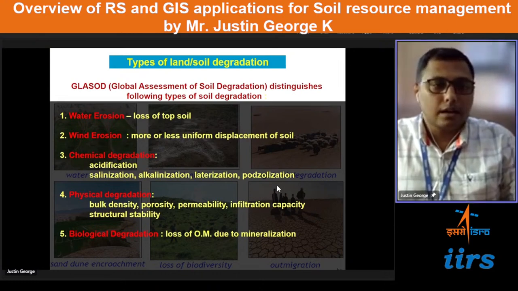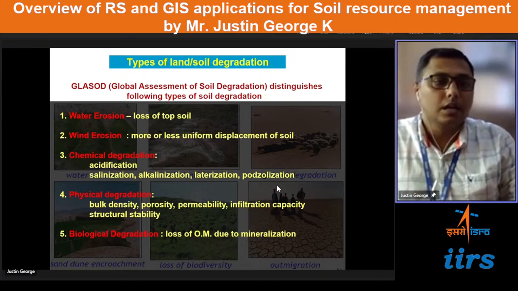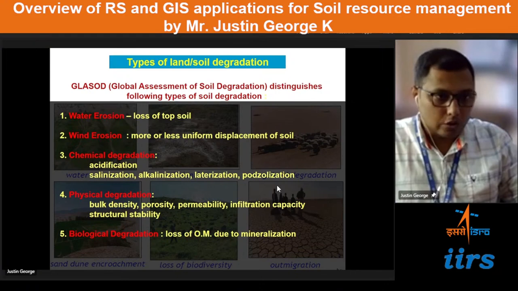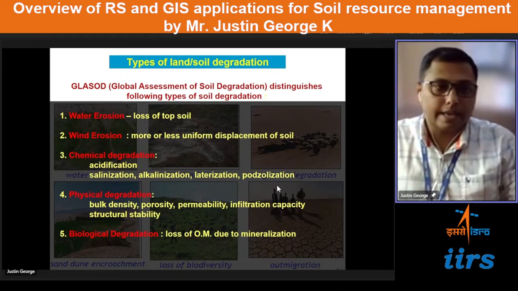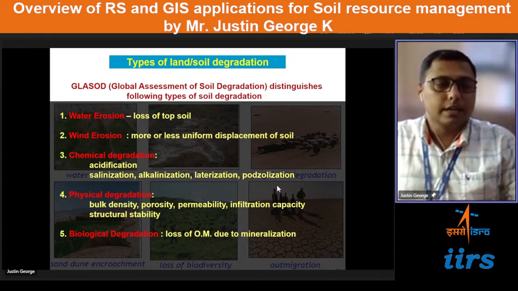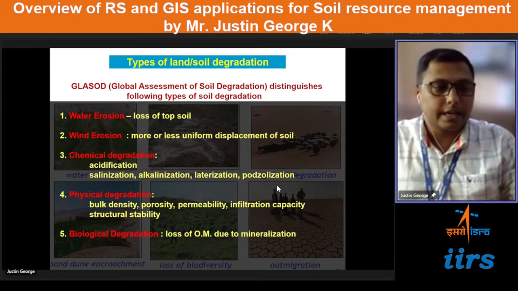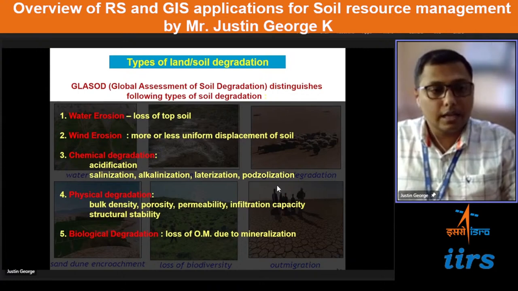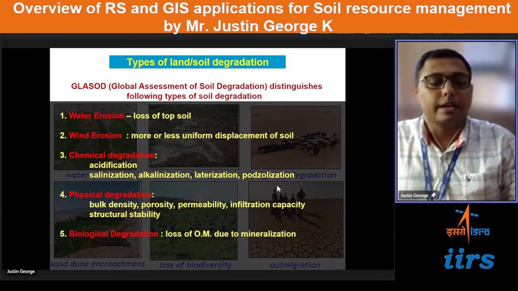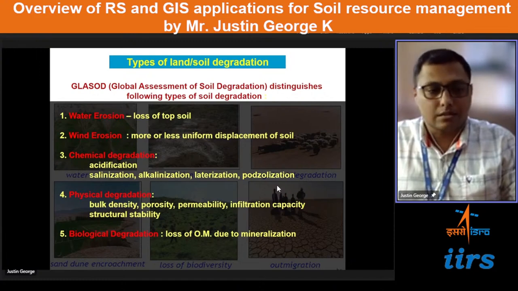The third category is chemical degradation, which mainly indicates the adverse changes in the chemical properties of soil. It mainly includes processes like acidification, salinization, alkalinization, laterization, as well as podsolization. Then comes physical degradation. The physical degradation mainly includes the adverse changes in the physical characteristics of the soil or a particular piece of land, which is mainly the changes in the bulk density, the porosity, the permeability, infiltration capacity, as well as the structural stability.